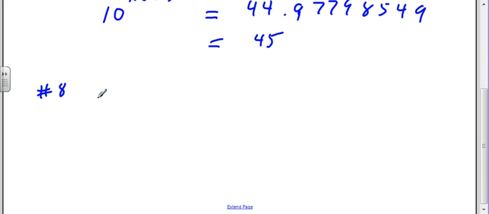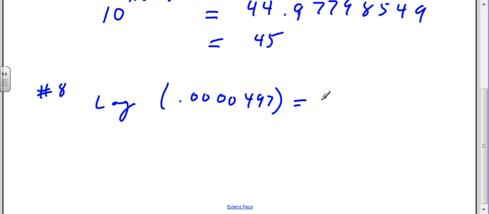8. Log of 0.0000497. All right. Log 0.0000497. Minus 4.304. Minus 4.304.